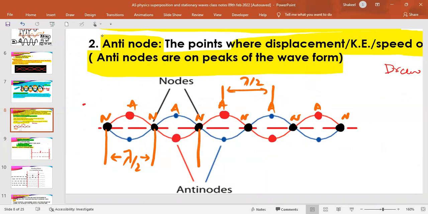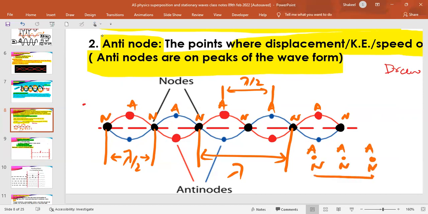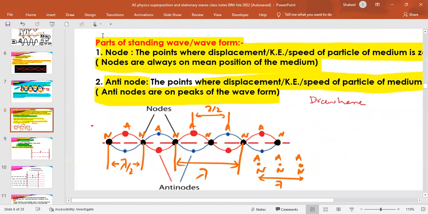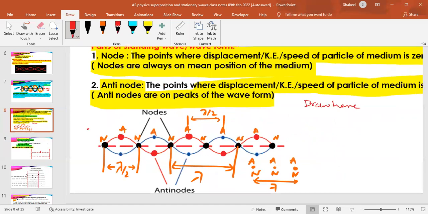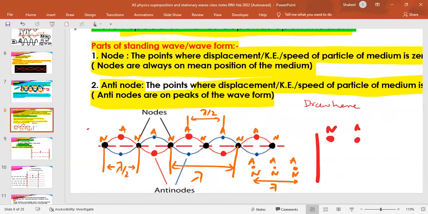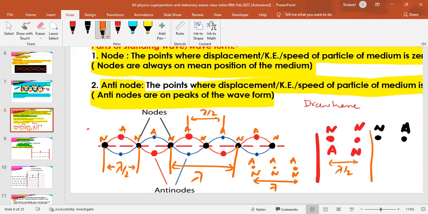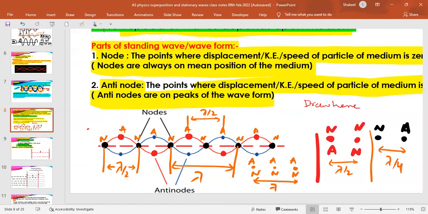And then the distance between three nodes, 1, 2, 3, is equal to lambda, or the distance between three adjacent antinodes is equal to lambda. And the distance between a node and a node, or an antinode and an antinode, is lambda by 2. And one more thing, the distance between a node and an antinode is equal to lambda by 4.